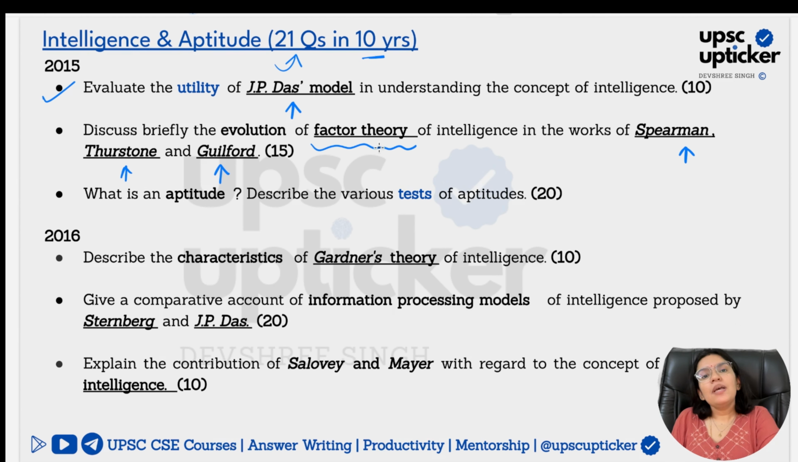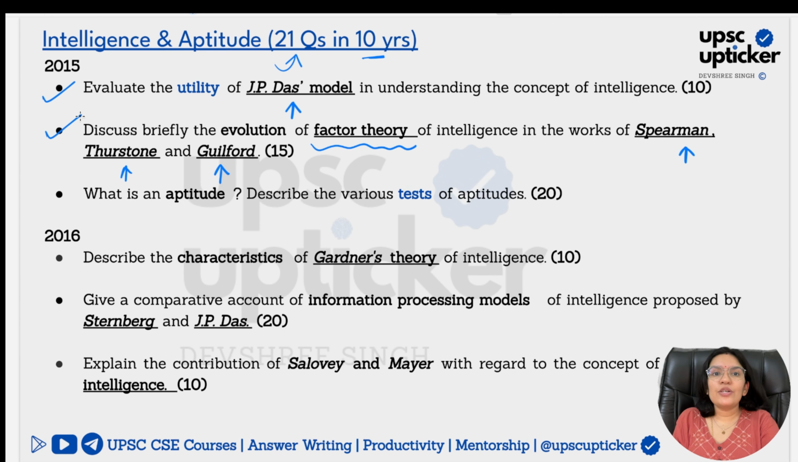They want you to describe how factor theories evolved. Because Spearman has discussed one factor, but Thurston moves on to talk about 7, and then Guilford talks about so many dimensions. So this is what they're asking, and all of this is easily doable, right? Because once you have learned the theory and the components of it, you can answer any of the questions in the theory. One interesting thing you will see is that a lot of questions on theories are on a comparative basis. So I'm going to show you all of these aspects.